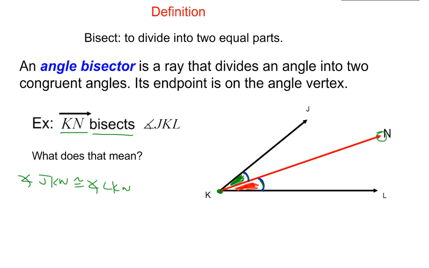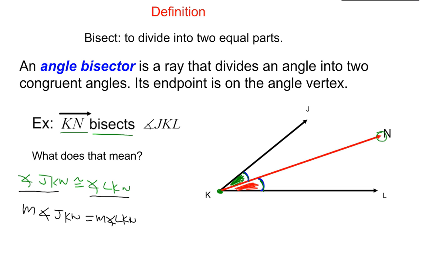We can also say that the measure of angle JKN is equal to the measure of angle LKN. Remember, we talked about the difference between equality and congruence. Equality shows the comparison of two measurements, or two lengths, in this case measurements of angles. When we want to say that two angles are congruent, we leave off the M, which stands for measurement. We just say that angle JKN is congruent to angle LKN.